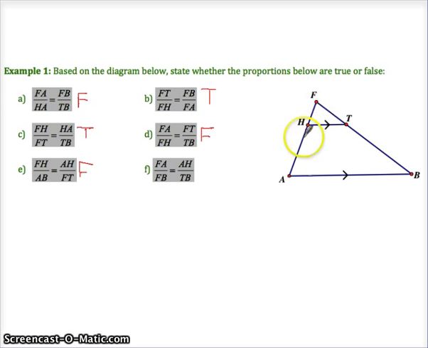FB. Okay, so that'd be like this big side is to this big side. The other one should look kind of the same, like FH to FT, that would work. But they're saying FA to FB equals HA to TB. Now, didn't we see that one already? No, you can't compare big sides to bottom parts.